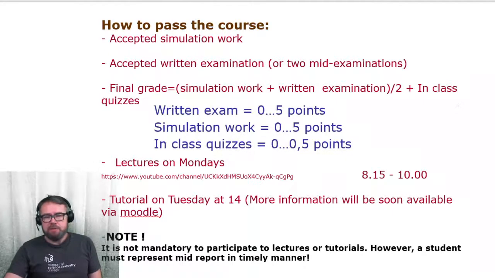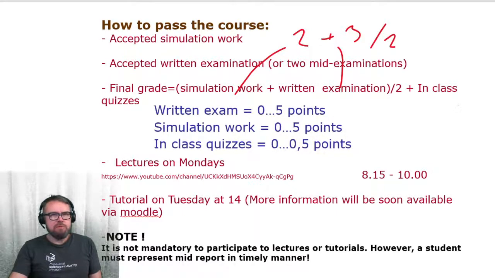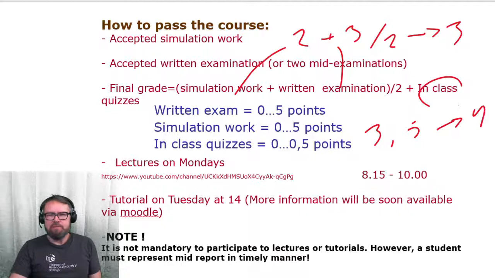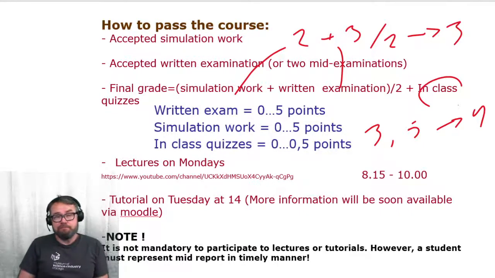All right. From simulation work, you're scoring, let's say, 2. From the written examination, you're scoring 3. So that's 5 divided by 2, which is 2.5. We are always on your side because we would like you to do well, so it's going to be rounded up to 3. And then you do these in-class quizzes, so it's going to be 3.5, which will be rounded up to 4. So the final grade will be 4.